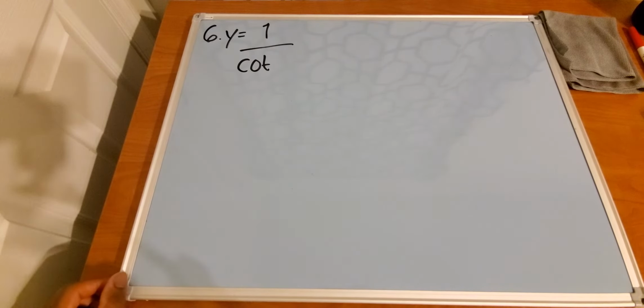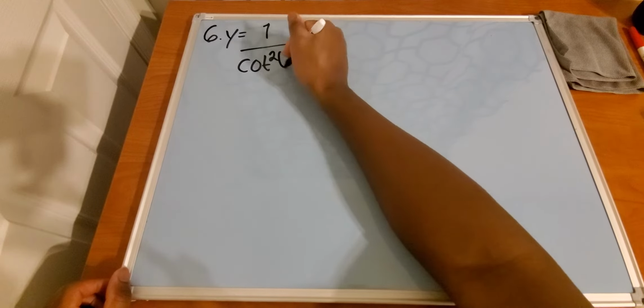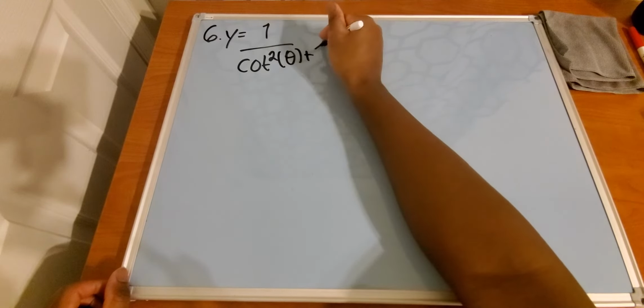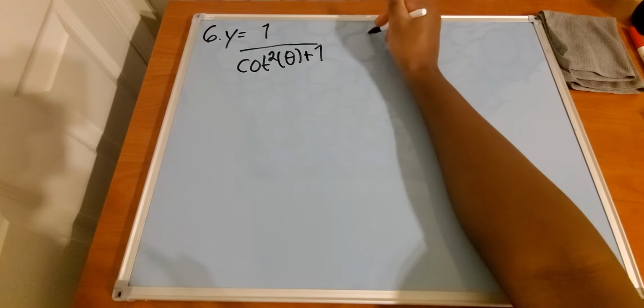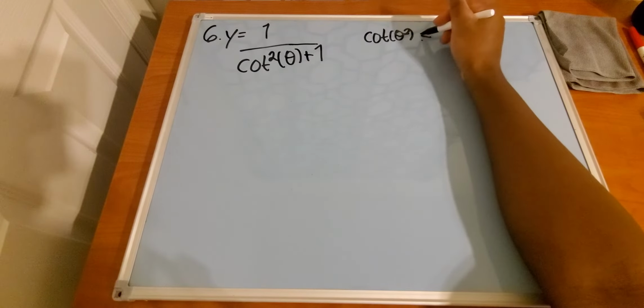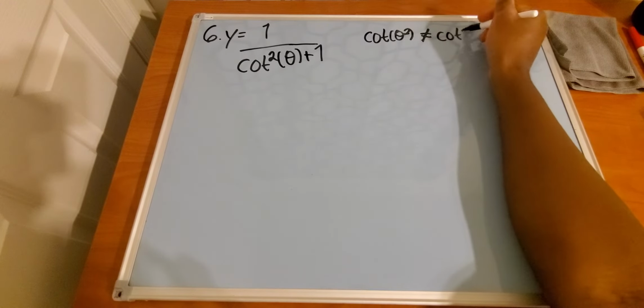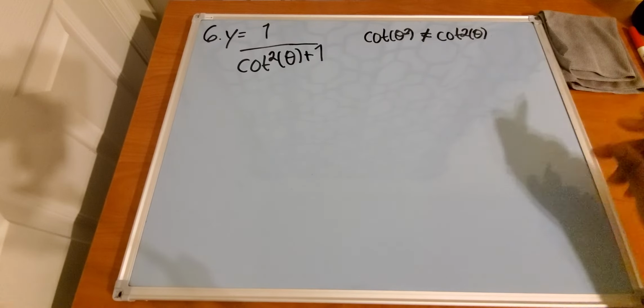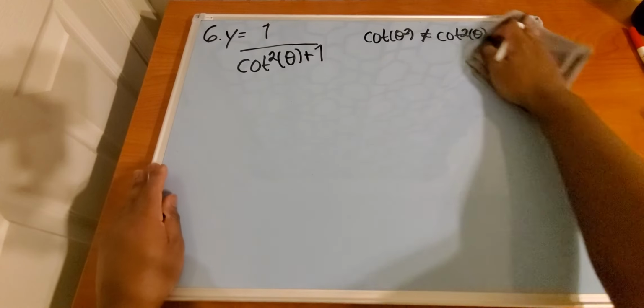All right. So, question number 6. We have y is equal to 1 over cotangent squared of theta plus 1. Big difference from cotangent theta squared. In case you're wondering what the difference is, what I said initially implies cotangent of theta squared, which is very much not the same thing as cotangent squared of theta. It's a play on words, but sometimes math really do be like that.